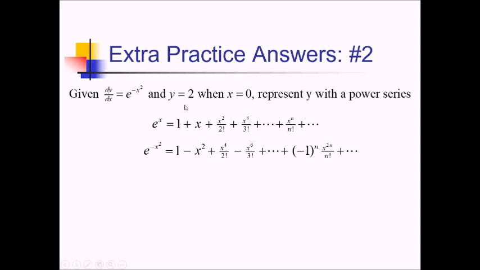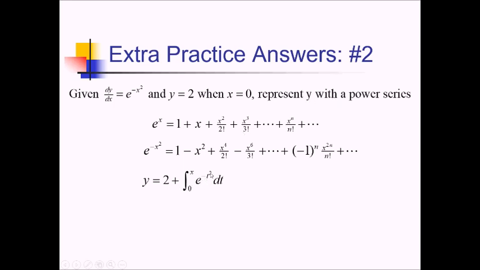Now, if I want to take that to get the original function, I can use the fundamental theorem. Since y equals 2 when x equals 0, that's going to count as an initial value. So we can then say that y equals this initial value of 2 plus the integral from 0 to x, whatever x is, of, well, this derivative here. And I'm going to have to write this with a different variable other than x. So I'm going to write e to the negative t squared dt. So this is pretty good, but it's not quite a power series yet.